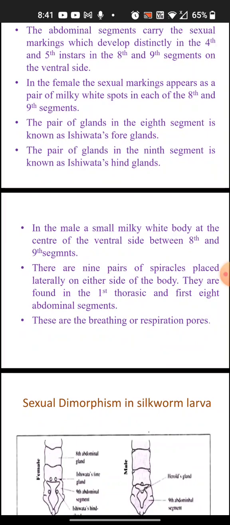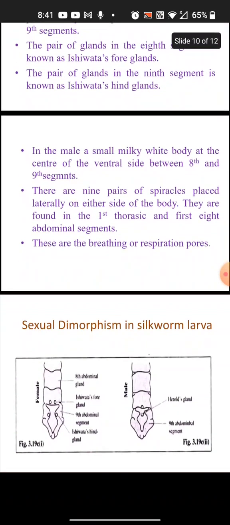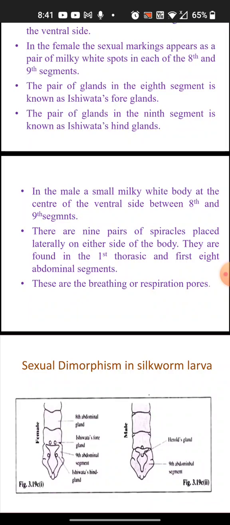There are 9 pairs of spiracles placed laterally on either side of the body. They are found in the first thoracic and first 8 abdominal segments. These are the breathing or respiration pores. The last one, the sexual dimorphism diagram, is shown in the PowerPoint. Thank you.